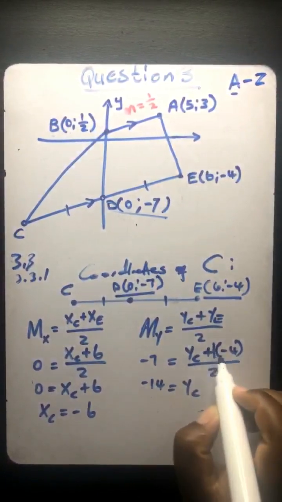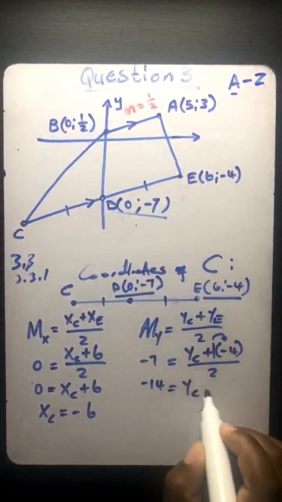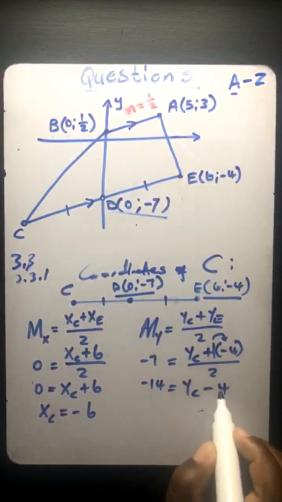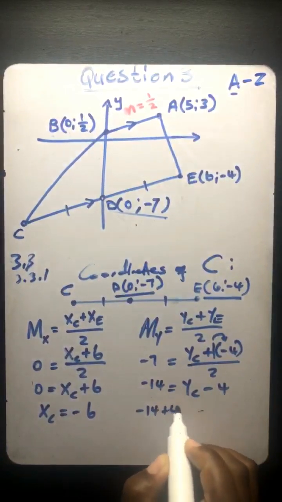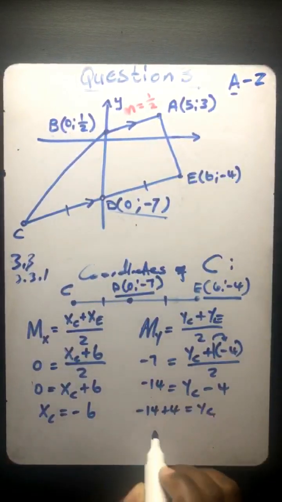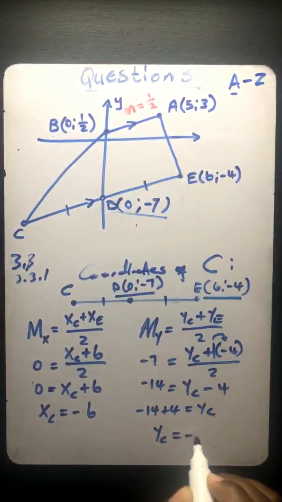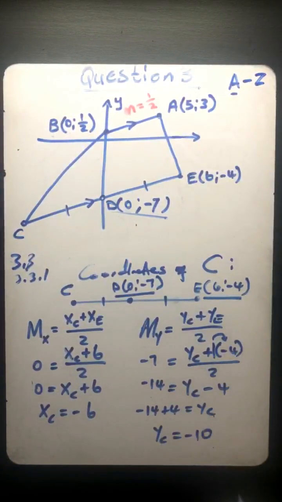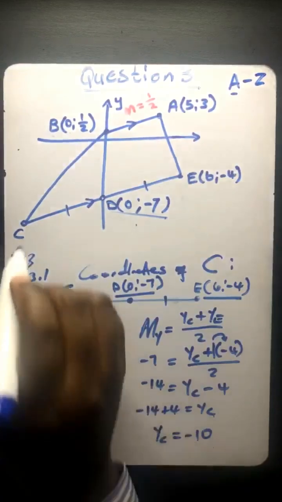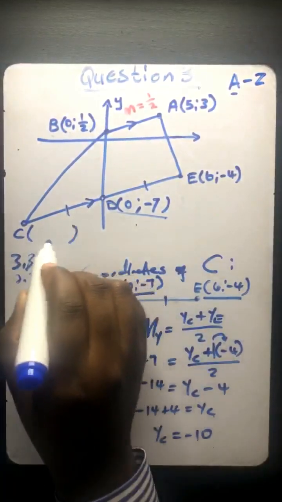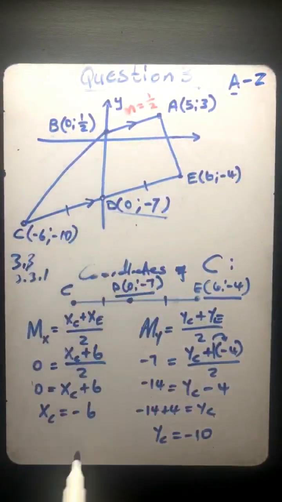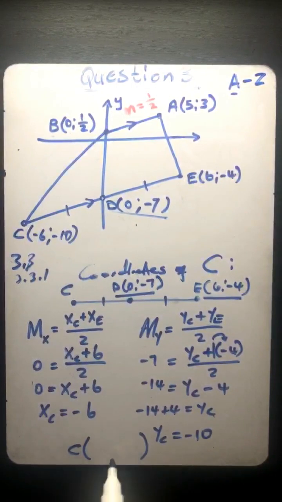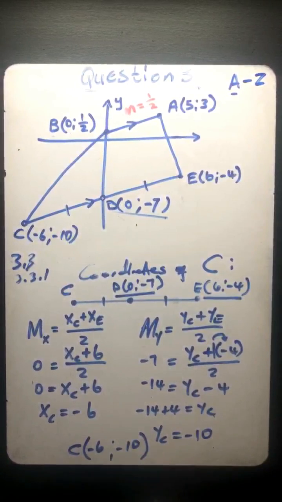You have an invisible 1 there. If you say that 1 times that, it gives you -4. Then you can take this to the other side. You end up having -14 plus 4, which is equal to y at C. So y at C is equal to -10. So that means the coordinates of C is actually -6 and -10. Most importantly, finally write your answer in that format, because that's how you represent the coordinates.